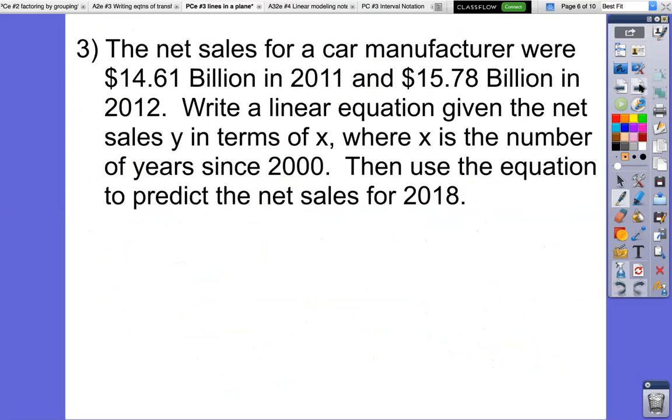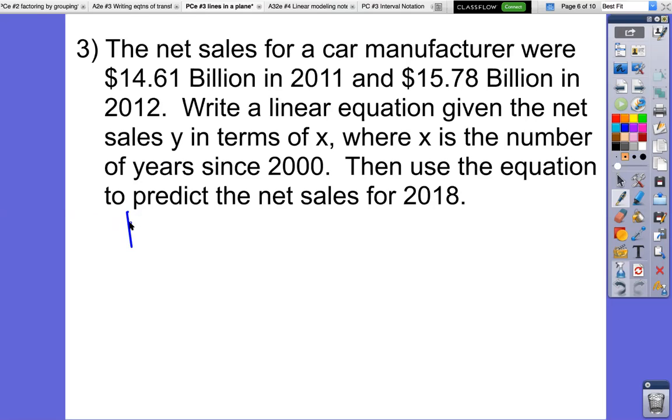All right. So this is a practical equation, a real life equation. The net sales for a car manufacturer were 14.61 billion in 2011 and 15.78 billion in 2012. Write a linear equation given the net sales y in terms of x, where x is the number of years.